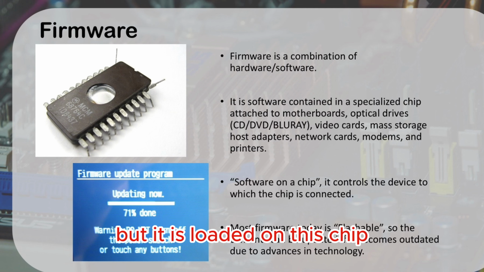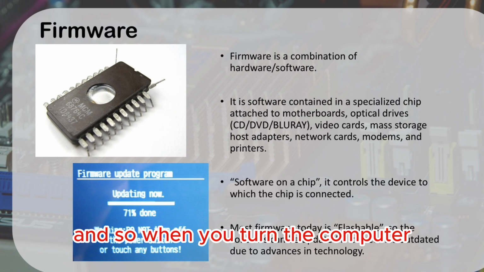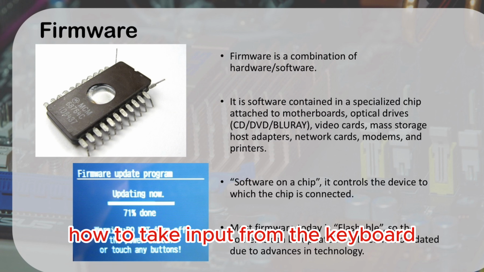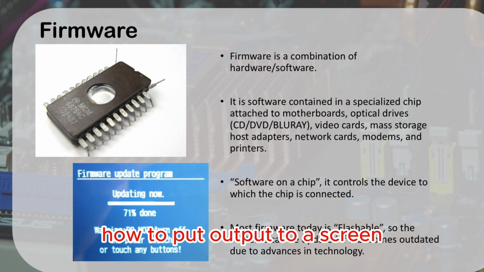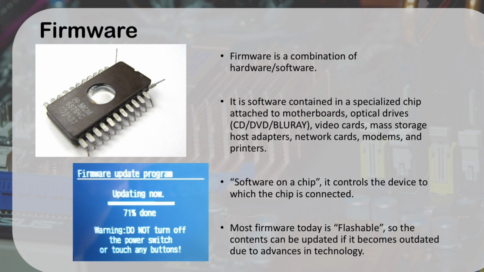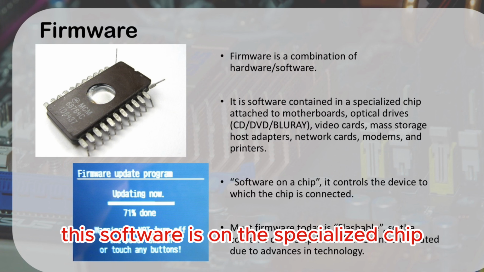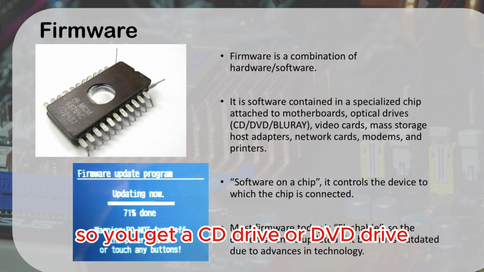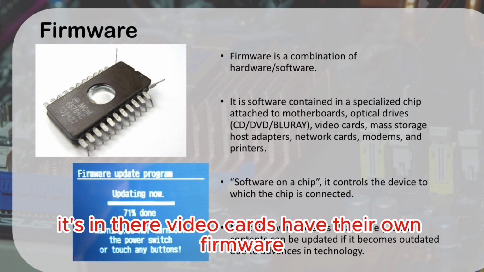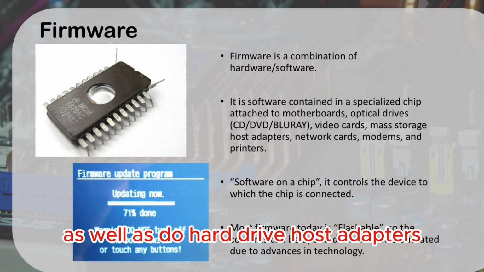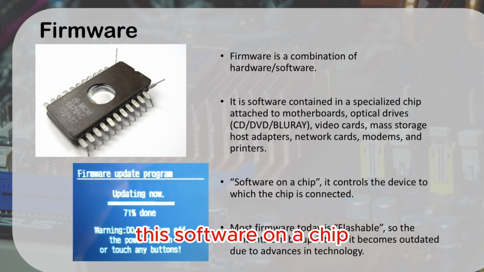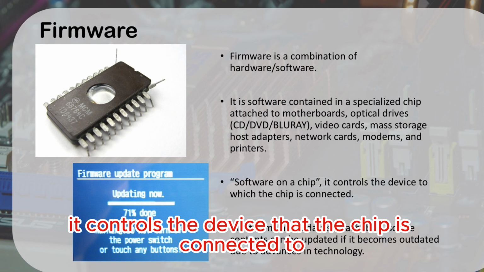It is loaded on this chip that's on your motherboard. When you turn on the computer, the first thing it does is go to that chip and get the instructions for how to take input from a keyboard, how to put output to a screen. All that's controlled by BIOS. This software is on this specialized chip attached to your motherboard. It's also inside optical drives. So if you have a CD drive or a DVD drive, it's in there. Video cards have their own firmware as well, as do hard drive host adapters, network cards, modems, and printers. This software on a chip controls the device that the chip is connected to.